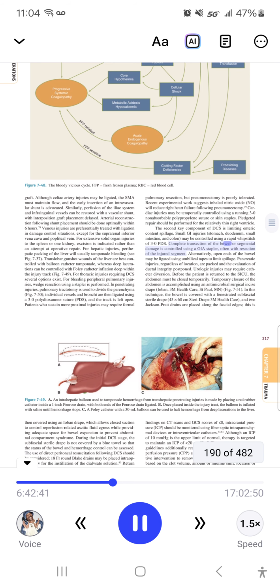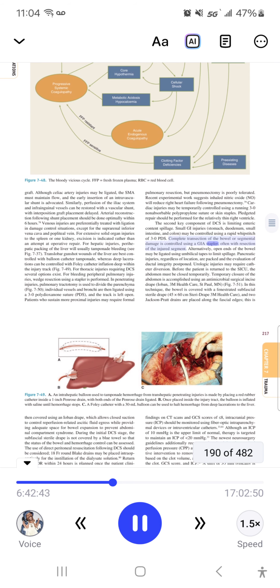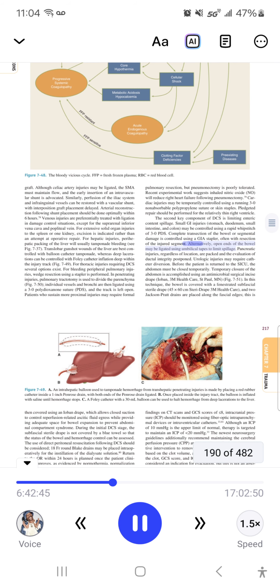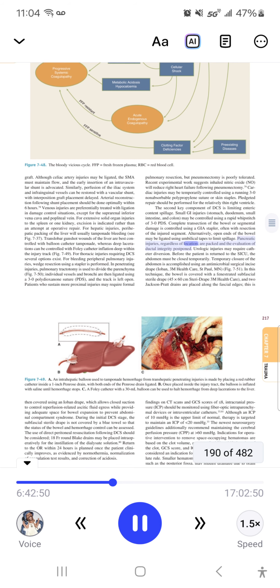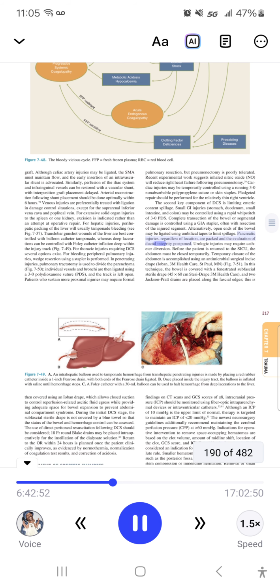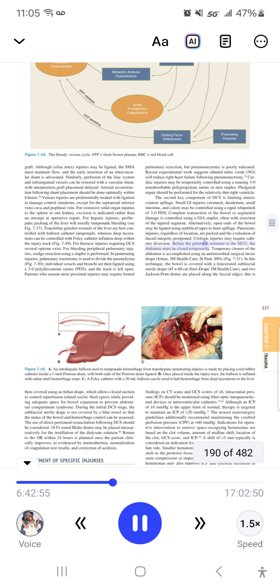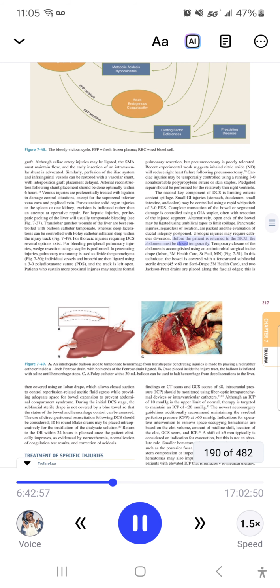Complete transection of the bowel or segmental damage is controlled using a GIA stapler, often with resection of the injured segment. Alternatively, open ends of the bowel may be ligated using umbilical tapes to limit spillage. Pancreatic injuries, regardless of location, are packed and the evaluation of ductal integrity postponed. Urologic injuries may require catheter diversion. Before the patient is returned to the SICU, the abdomen must be closed temporarily.